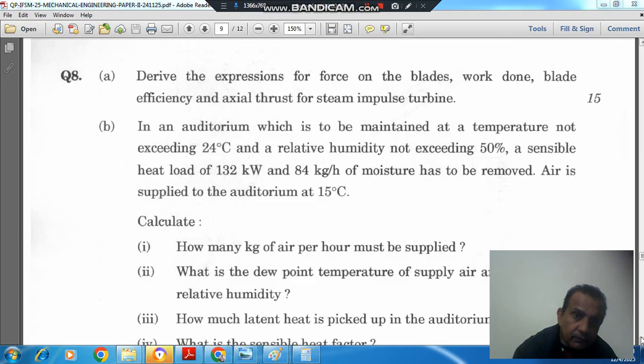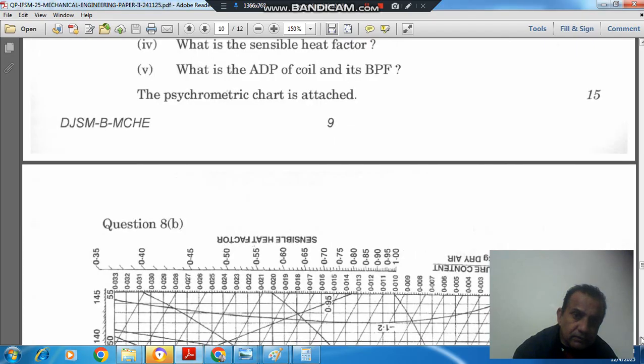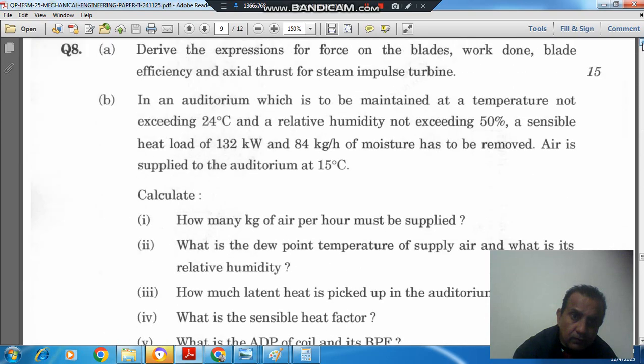Question number 8B is: in an auditorium which is to be maintained at a temperature not exceeding 24 degrees Celsius and a relative humidity not exceeding 50%, a sensible heat load of 132 kilowatt and 84 kilogram per hour of moisture has to be removed. Air is supplied to the auditorium at 15 degrees Celsius.